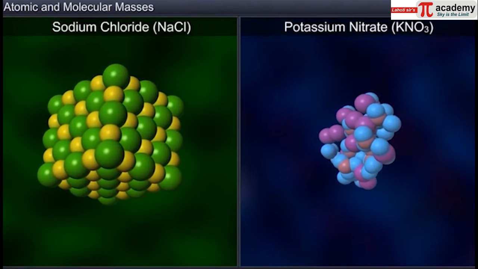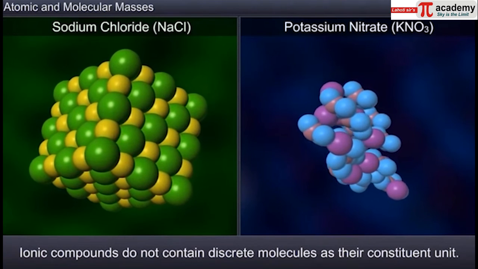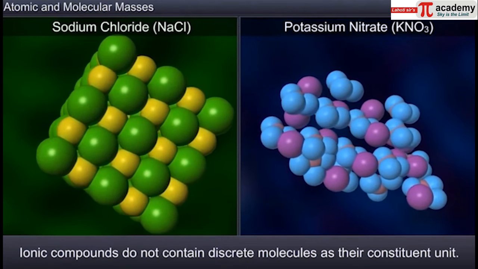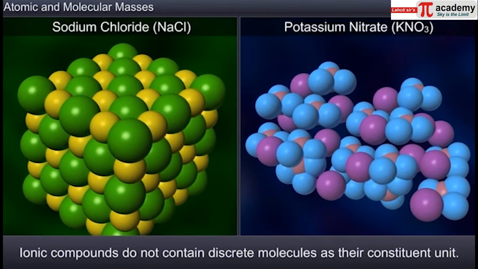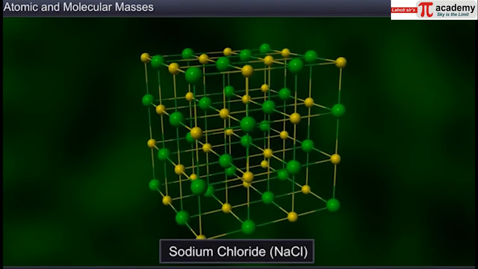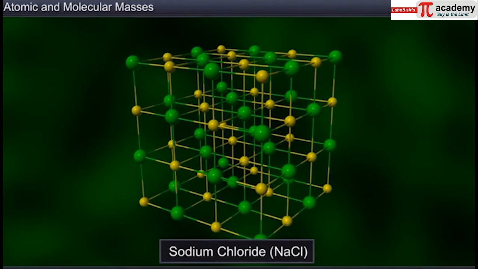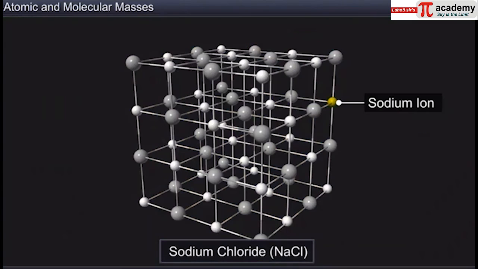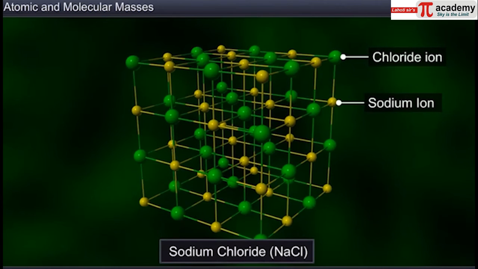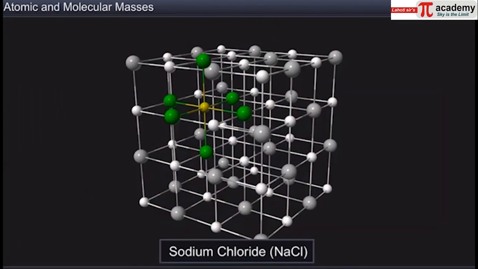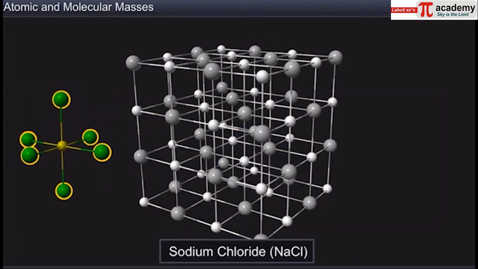Lastly, let us look at ionic compounds. Ionic compounds such as sodium chloride or potassium nitrate do not contain discrete molecules as their constituent unit. The ions in such compounds are closely packed in a 3-dimensional structure. For example, in the sodium chloride crystal, an ionic bond is formed between a sodium ion and a chloride ion. However, in its crystalline form, each sodium ion is surrounded by 6 chloride ions.